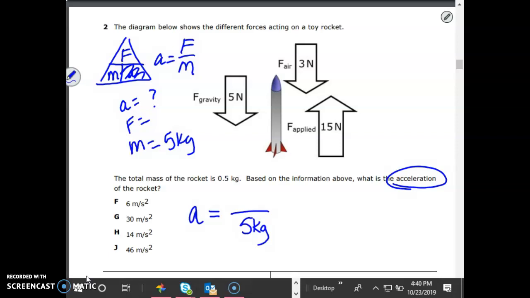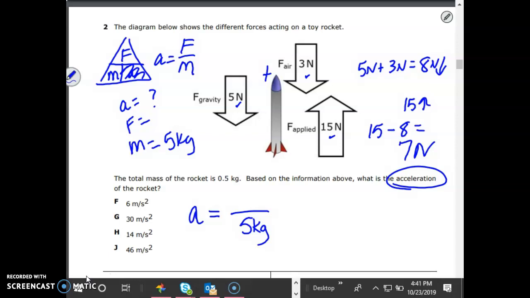Now the force. Over here I see 3 forces. There's a force going down, another force going down, and a force going up. Well, if 2 forces are both going in the same direction, we are going to add them together, giving us 5 newtons plus 3 newtons for a total of 8 newtons in the downward direction. And we've got 15 newtons in the up direction, so we would subtract those two since they are going opposite. 15 minus 8 is 7 newtons, giving us a total force of 7 newtons. So then the 7 newtons would go on top.